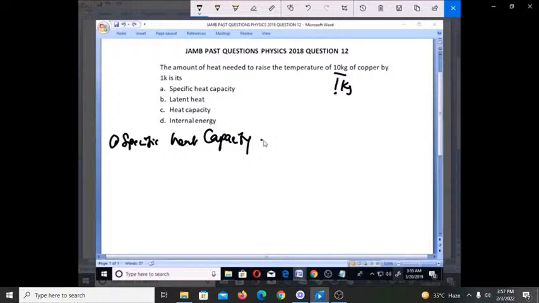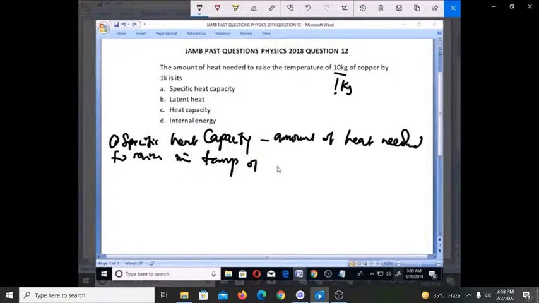So specific heat capacity is the amount of heat needed to raise the temperature of 1 kg, it has to be 1 kg, of a substance. This time around we have copper, but it could be any substance or any metal, by 1 Kelvin. So that is what specific heat capacity is.